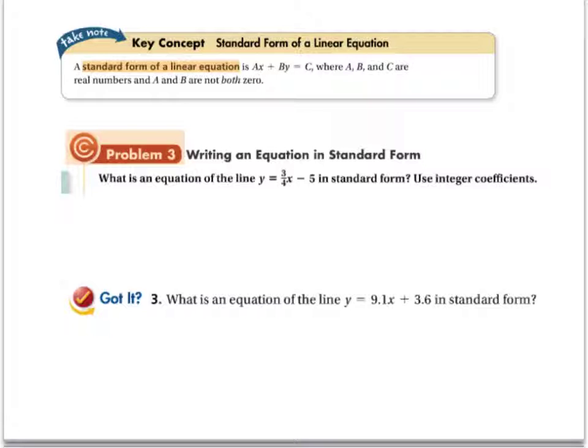For a standard form of an equation, you should not have fractions or decimals. Sometimes your question will be very specific and indicate that, but sometimes it will not. It will just expect you to know that with standard form, you should not have fractions or decimals. So I would take note of that. Standard form, no fractions or decimals.